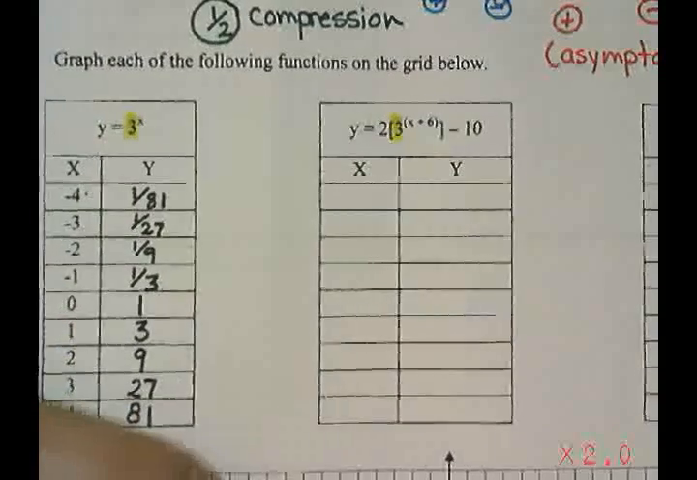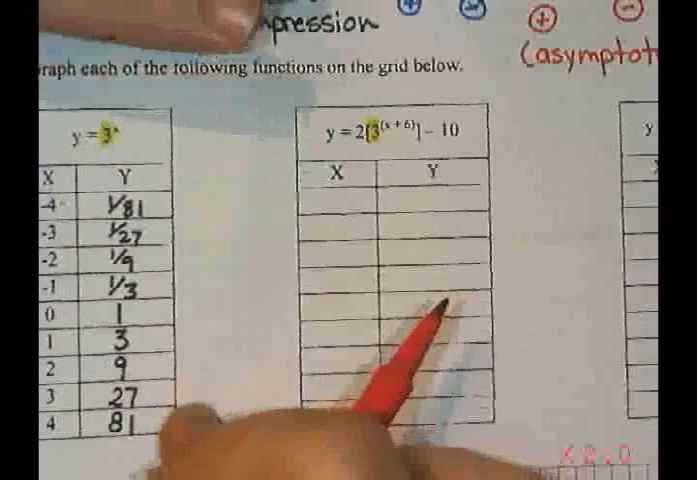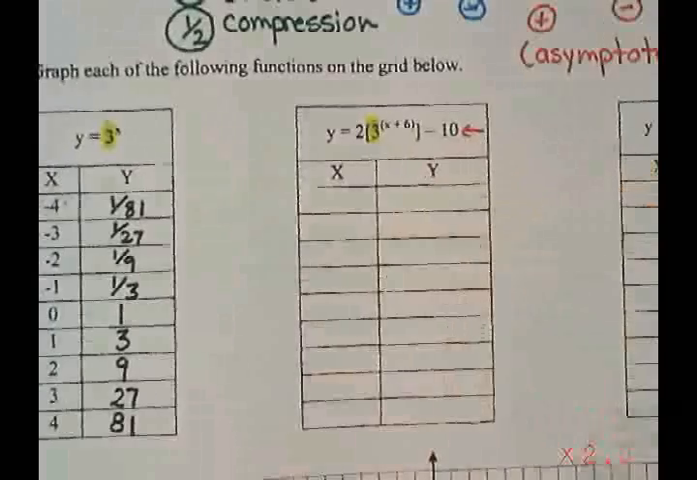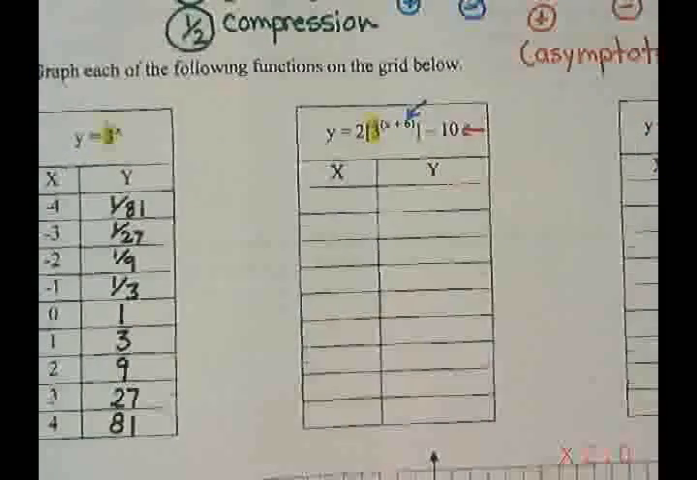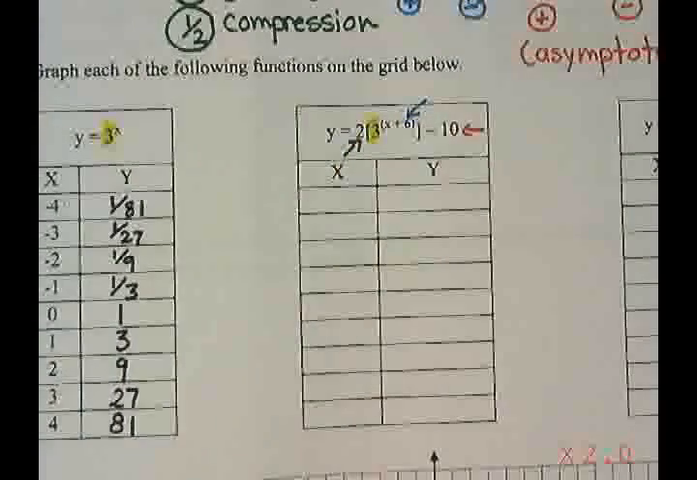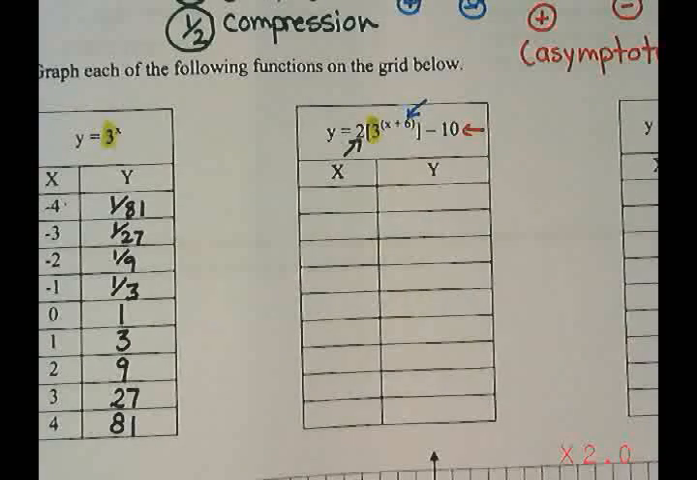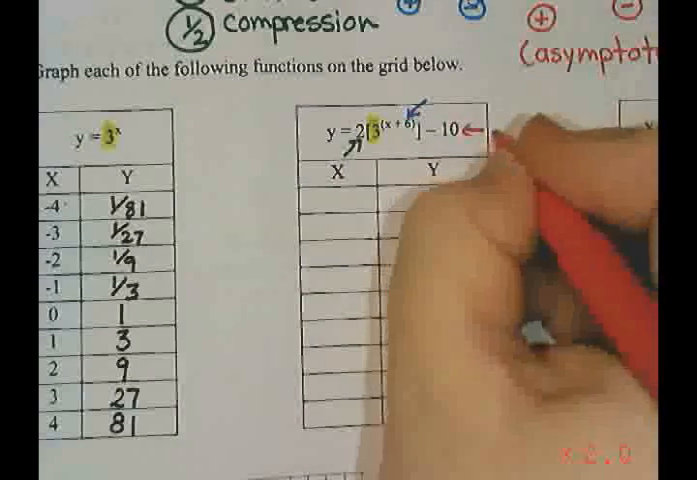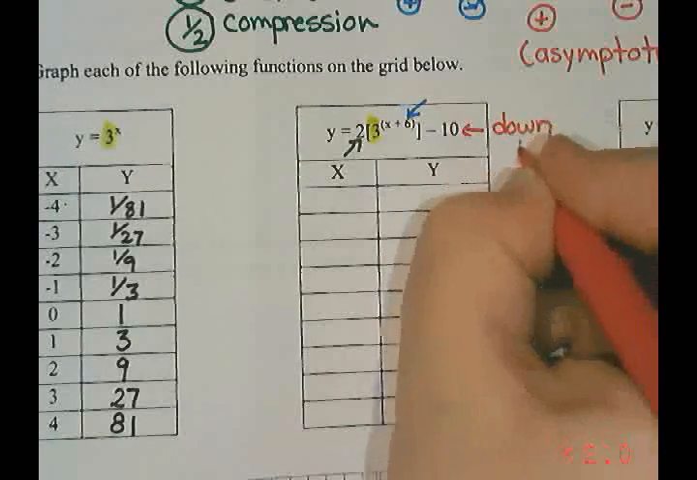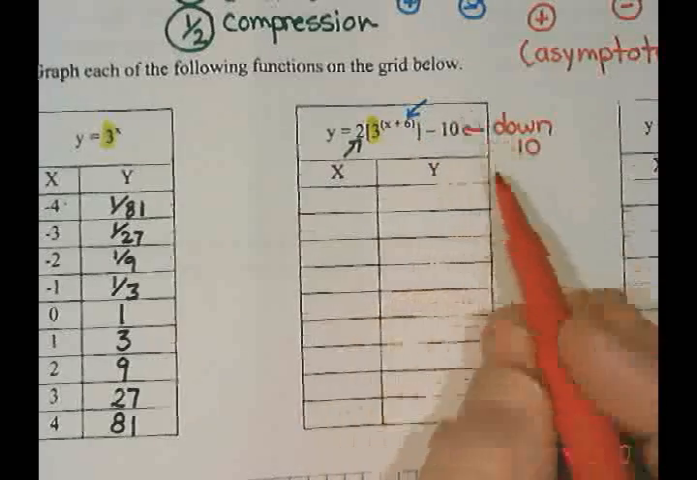So for this next graph, what I want to do is take a look at all the transformations and figure out what they do. So I have a minus 10. I have a plus 6 inside the bracket, and I have a 2 out in front. So I like to start with the parts at the end. I find those the easiest. So minus 10 is going to move the graph down 10. It also tells me that my asymptote will be at negative 10.